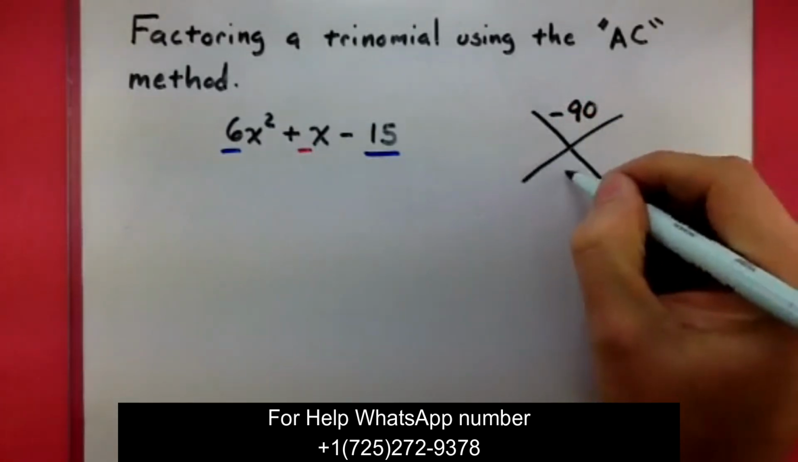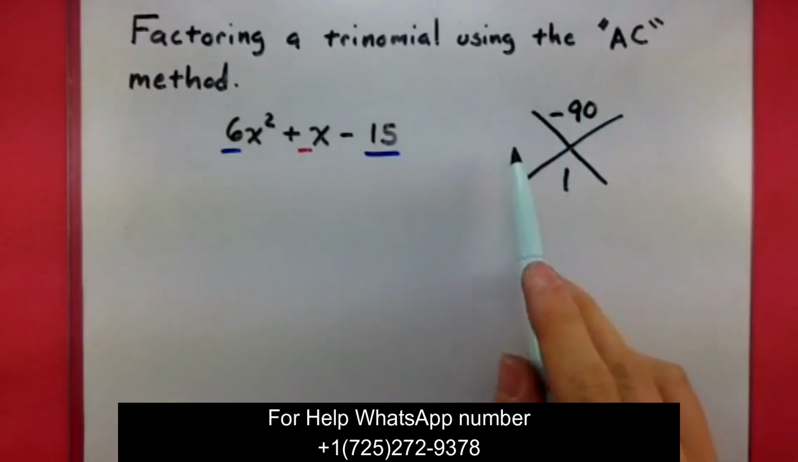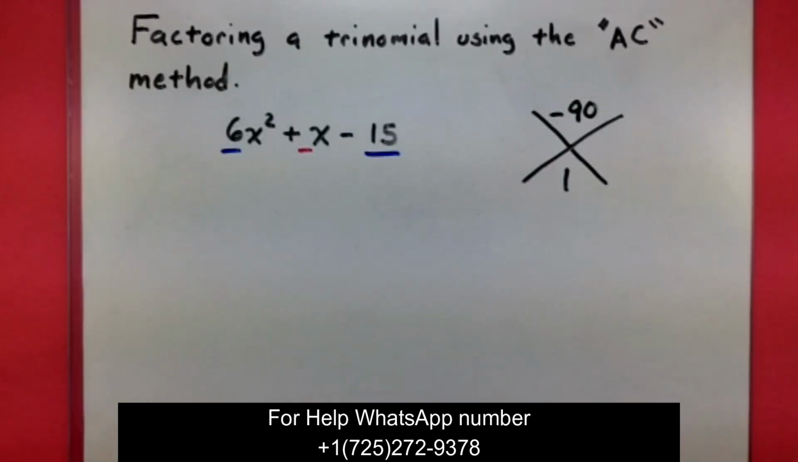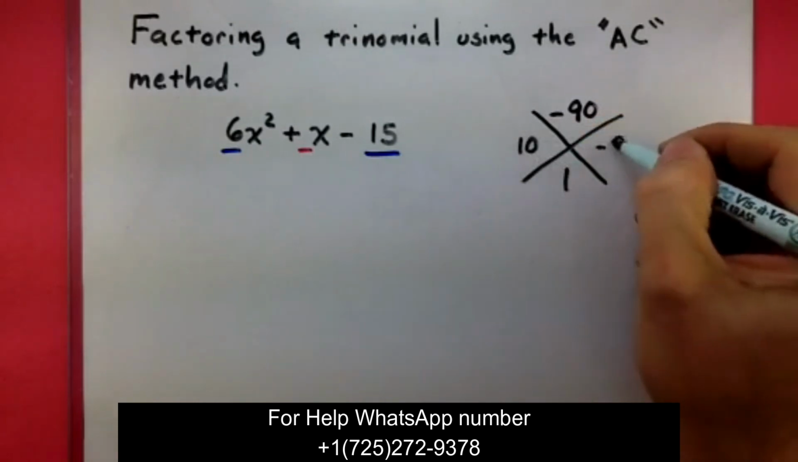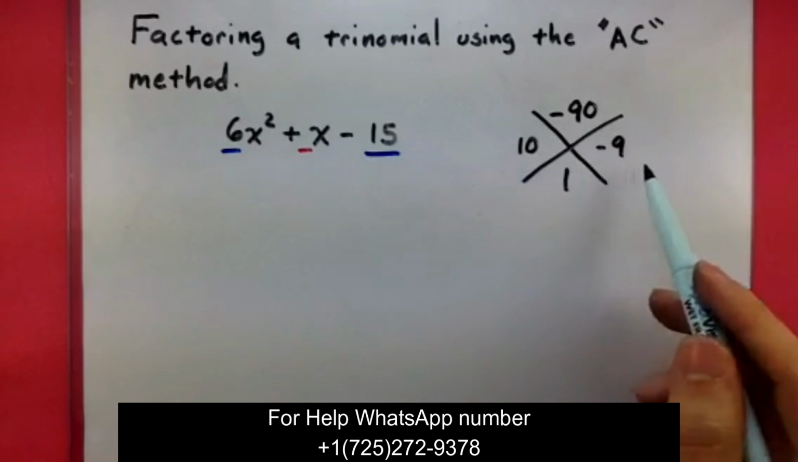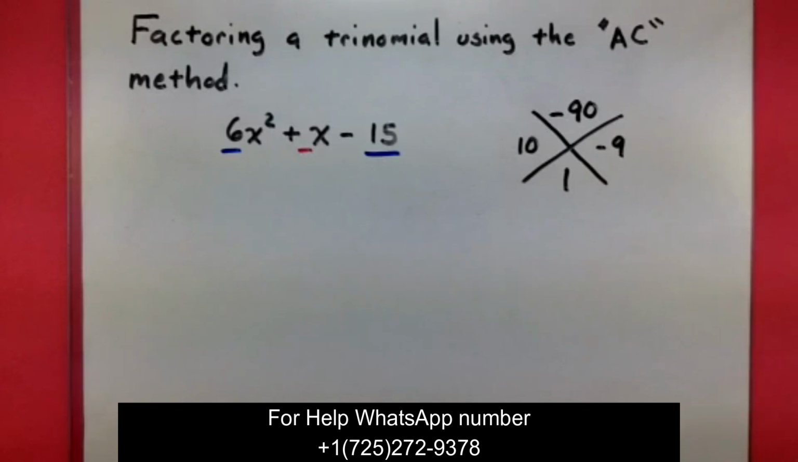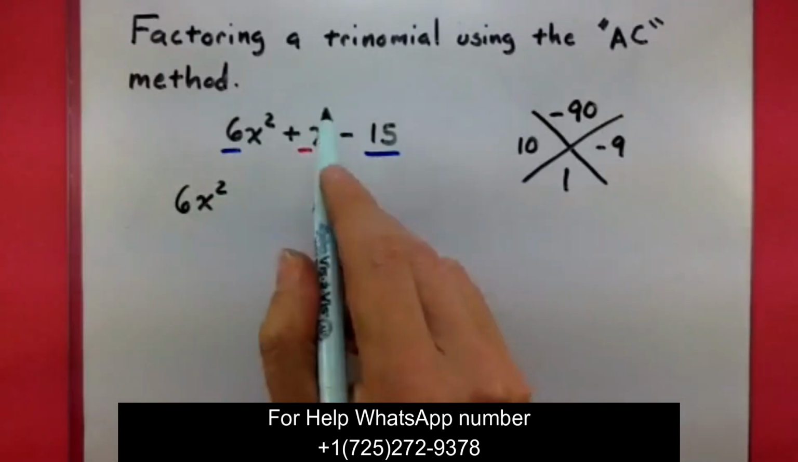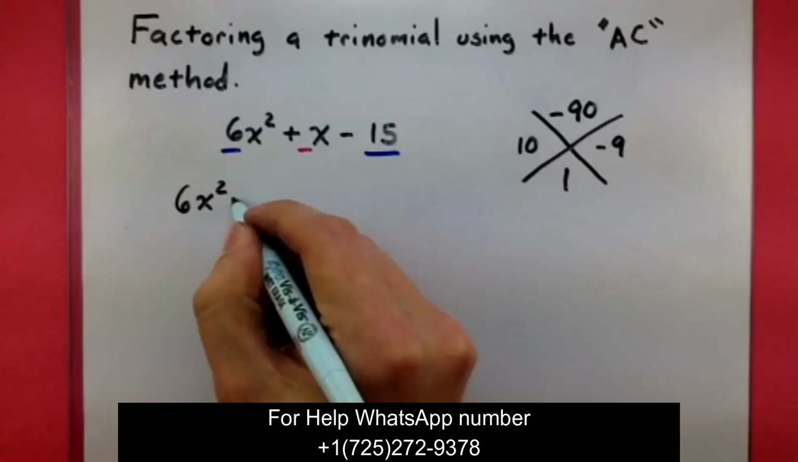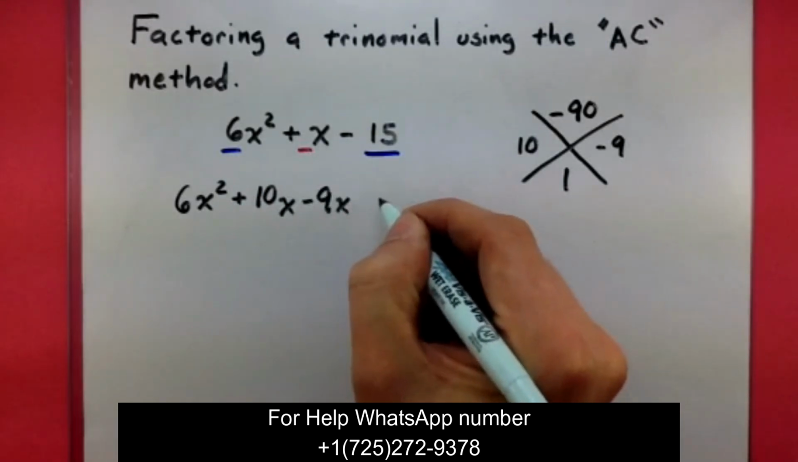So let's see if we can do this. Remember, we're looking for two numbers that multiply to be negative 90, but they add to give us a 1. Well, I think something came to mind. I think 10 and negative 9 will work. So 10 times negative 9 multiply to give us negative 90, but 10 plus negative 9 give us a positive 1. That's perfect. Once you find these two numbers, you take them and you split up your middle term using these two new ones. So I'm going to write a 10x minus a 9x minus 15.